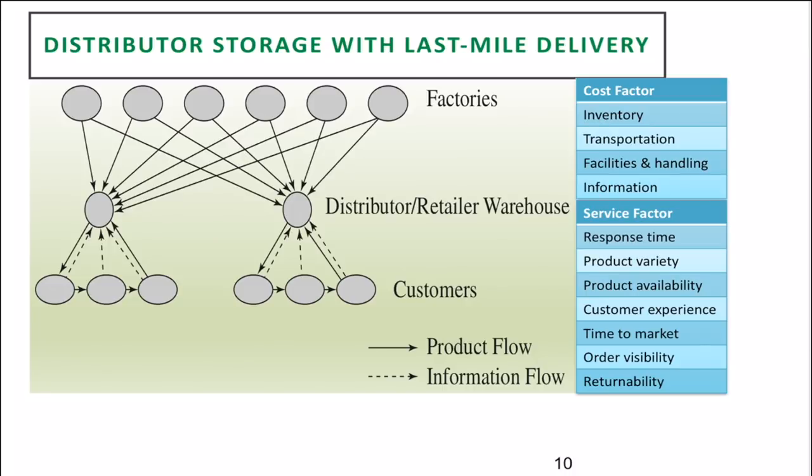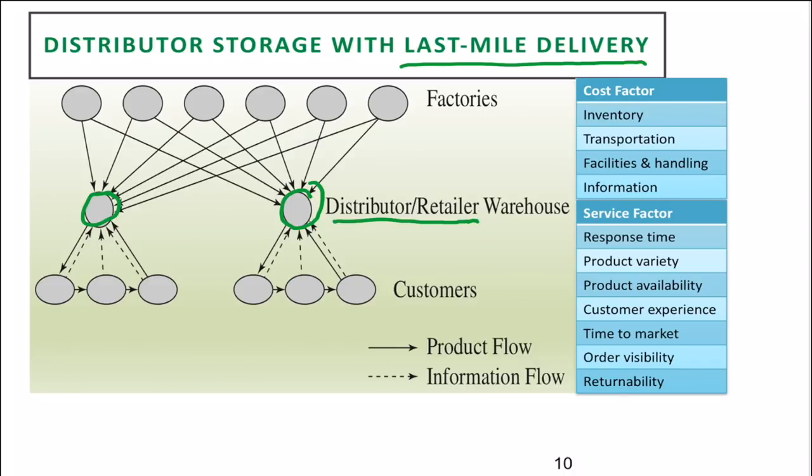Next one is distributor storage with last mile delivery. Items are stored at a distributor or retailer warehouse, and from there they are delivered to the customer. The final or last mile delivery obviously is arranged by the retailer or the distributor. Last mile delivery here means that the package is not delivered by the package carrier, but the distributor or retailer makes arrangements to deliver the product to the customer's home.